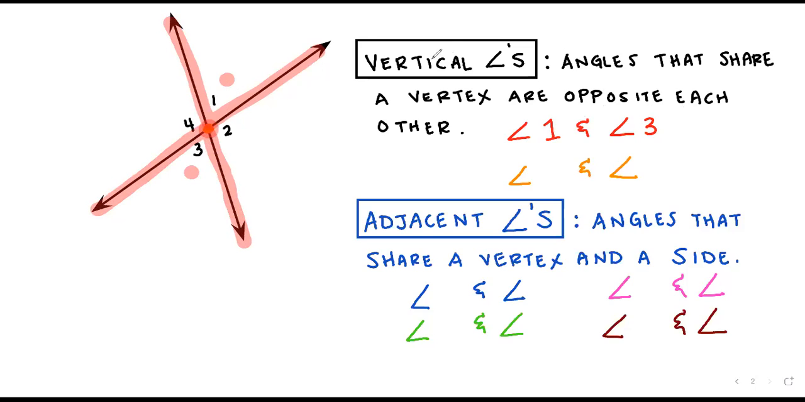Now I also have angle 2, which is this angle right here. And it shares this vertex with angle 4. And angle 4 and angle 2 are opposite each other. That makes them vertical angles. So angle 2 and angle 4 are also vertical angles. So that is what vertical angles are. They share the same corner, the little point, and they are opposite from each other. That's what makes them vertical.